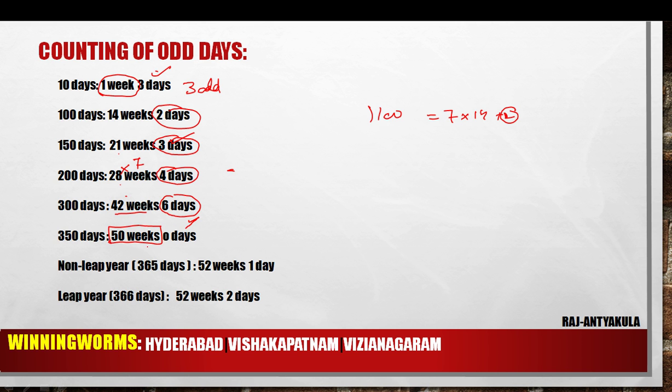Okay. Now for example, non-leap year. In a non-leap year, how many days are there? 365 days. So 365 contains 52 weeks, 1 day. So for a non-leap year, how many odd days are there? 1 odd day. A leap year has 366 days. So this can be written as 52 weeks and 2 days. So a non-leap year contains 1 odd day and a leap year contains 2 odd days.